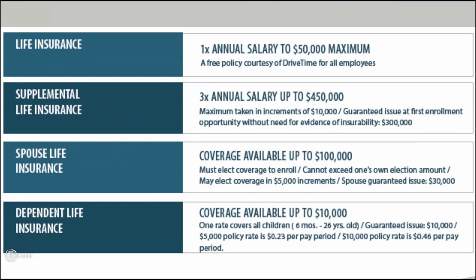Again, if you are adding a new election for life insurance, or if you're increasing your annual amount, you will have to provide evidence of insurability, and you will receive a form from Sun Life in the mail to start that process going once you have confirmed your elections. Supplemental life insurance is going to be the same. You can get up to 3 times annual salary. Same with spouse life insurance, and then dependent life is up to $10,000.